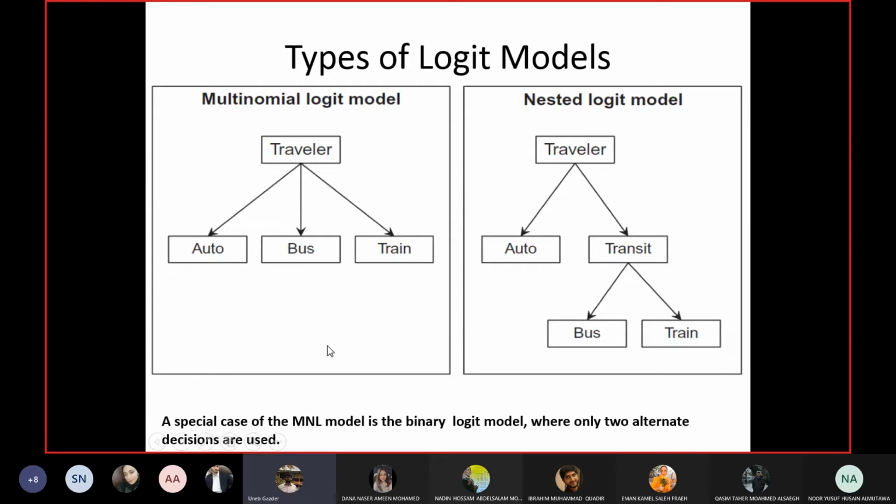If you have only two choices, we call it a binary logit model. If I cancel out the train from here, and you only have auto and bus, then this will be called a binary logit model. Binary means two, right? 0 and 1. So if you only have two modes, we call it binary. If you have more than two modes, we call it multinomial. And if you are grouping the modes together, we call it nested logit.